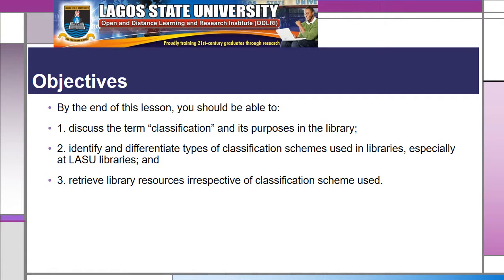By the end of this lesson, you should be able to discuss the term classification and its purposes in the library, identify and differentiate types of classification schemes used in libraries, and retrieve library resources irrespective of the classification scheme being used.